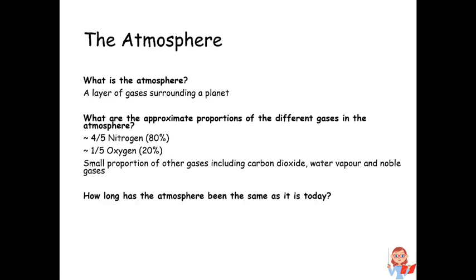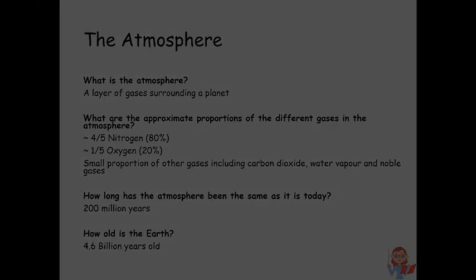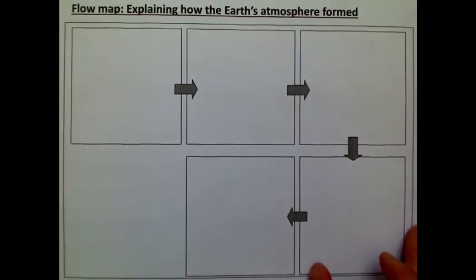How long has the atmosphere been the same as it is today? 200 million years. And how old is the Earth? It's about 4.6 billion years old. In order to get a better understanding of how Earth's atmosphere formed, we're going to go through it step by step on this flowchart, and you're just going to copy down everything I write and draw on your own version.